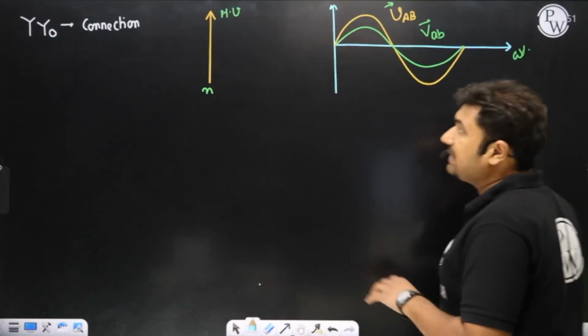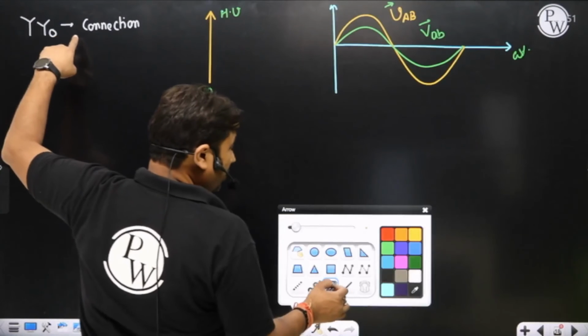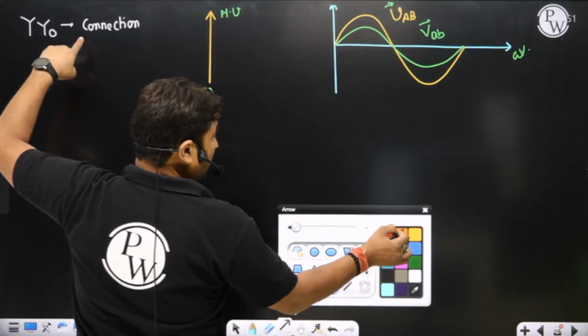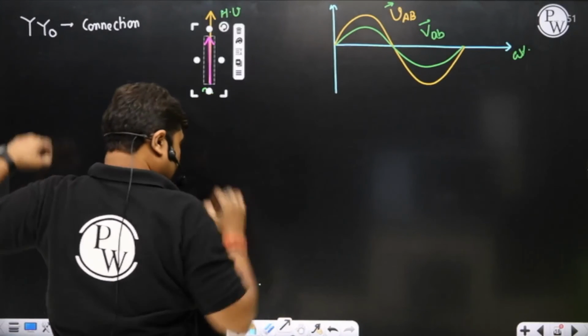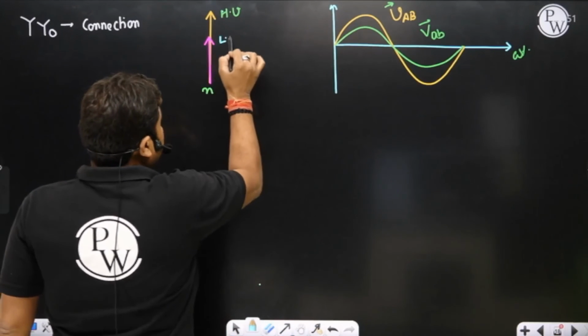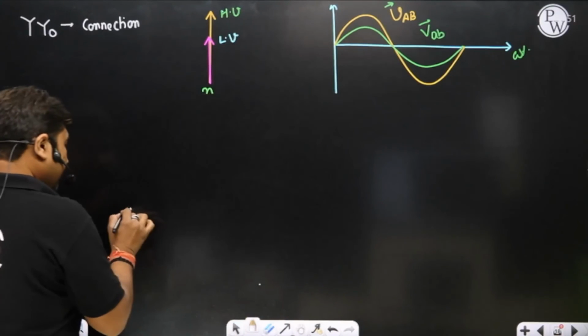LV is represented by this clock position. So 0 time means the same as 12 o'clock. It means LV is also at the same position as HV. Okay? Yes, sir. Now let's consider a neutral here.